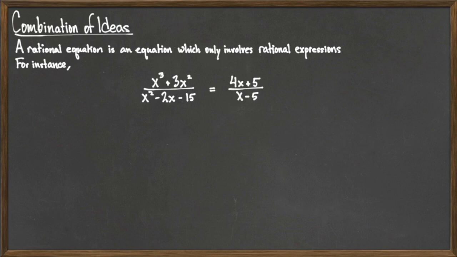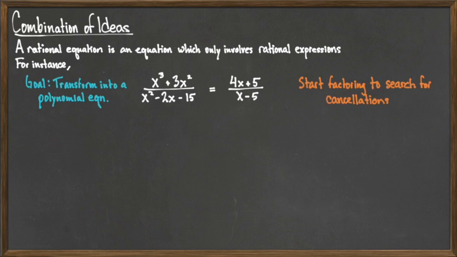So this section does give a nice conclusion to chapter 1, which really is all about combining a lot of core ideas that we've seen. We've seen how to work with rational expressions, and we've seen how to solve quadratic equations. So the core strategy will be the following. We want to try to see if we can transform this rational equation into a polynomial equation. And we're going to start doing this by factoring as much as we can and searching for cancellations. We also know that with rational expressions, we need to pay attention to restricted values, but we typically reserve that step to the very end.